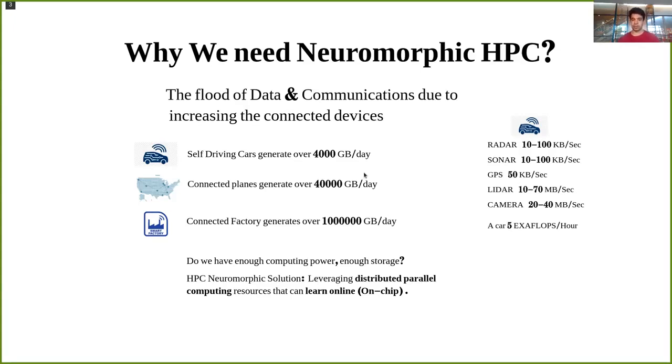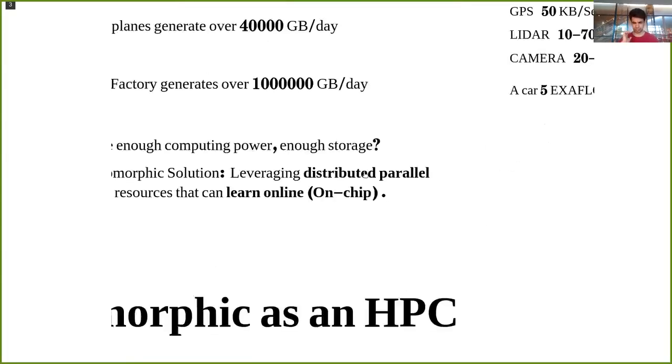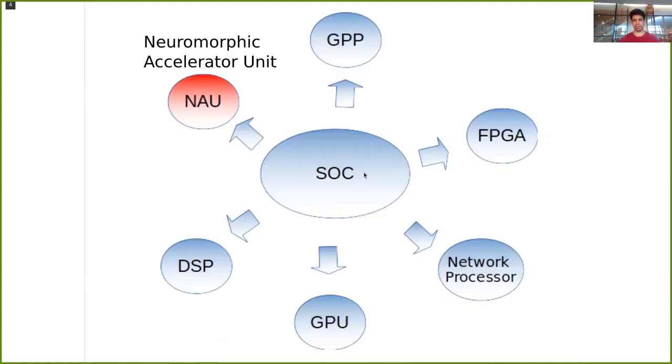Therefore, high-performance computing with a neuromorphic solution comes up, leveraging distributed parallel computing, which is able to learn in real time with online and on-chip learning to deal with those sensory data. For example, if there is a system-on-chip puzzle with GPP, FPGA, and GPU, the neuromorphic accelerator unit would be the missing piece of this puzzle that could be added for cognitive computing.